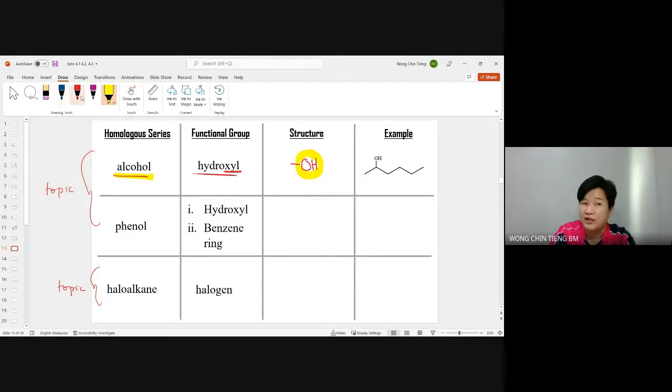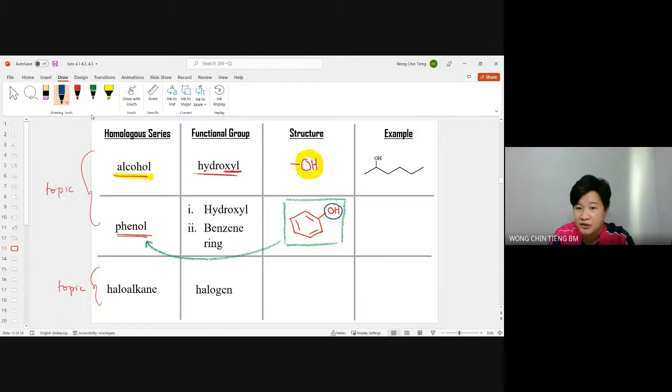And phenol, next, is probably the only homologous series in our syllabus that holds dual functional groups. This is very special. The homologous series phenol is a benzene ring directly bonded to an OH. So the entire compound over here is phenol. For the homologous series, we circle all of this. But if we only circle the OH, it is the functional group, hydroxyl, and the rest is the benzene ring. See?